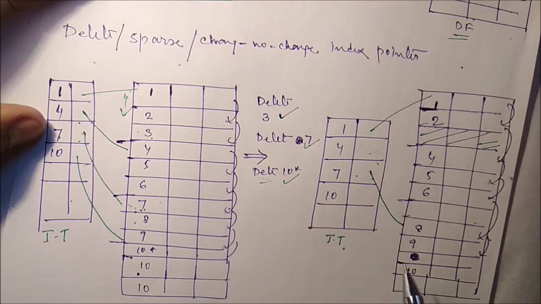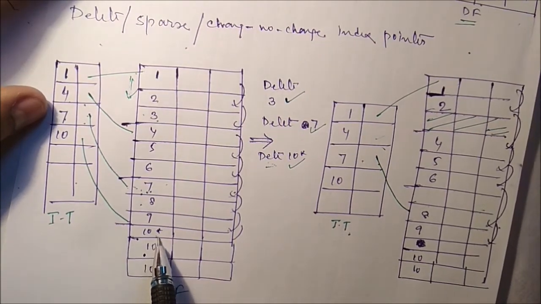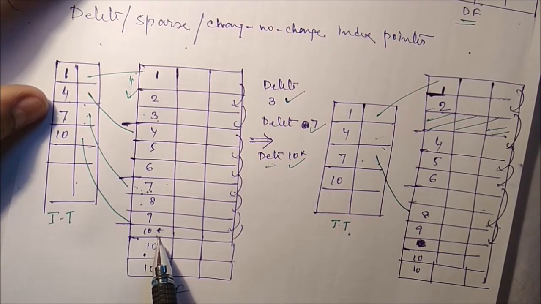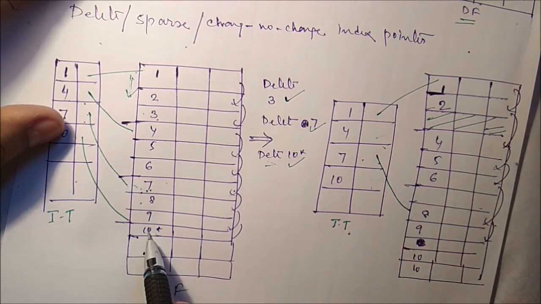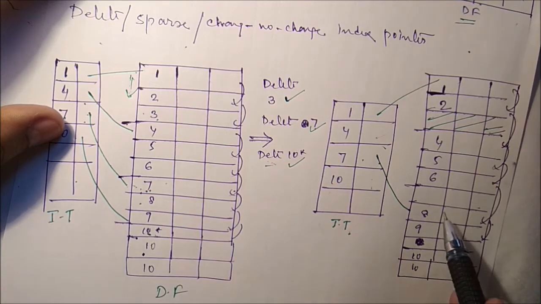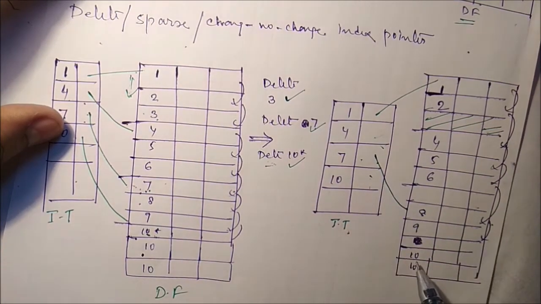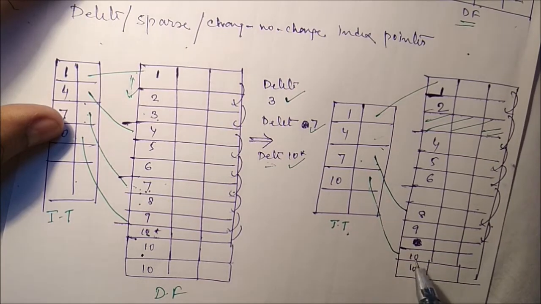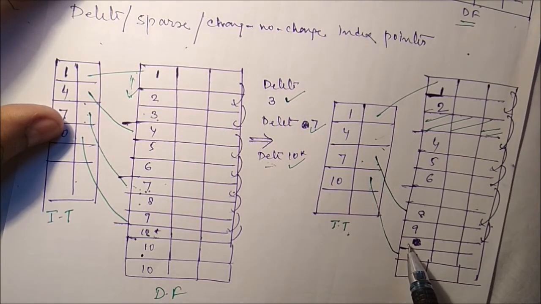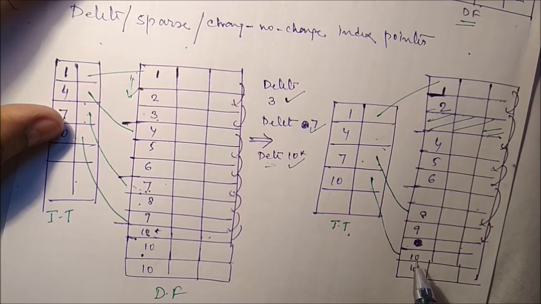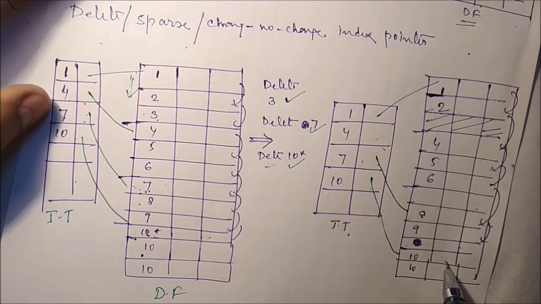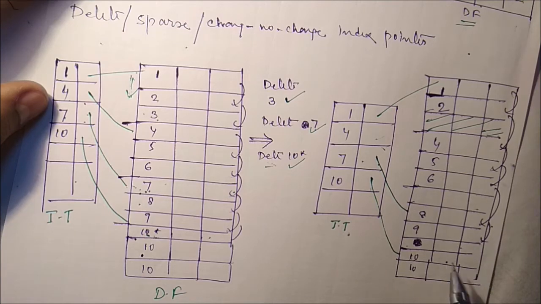Are you getting this one? Suppose you want to delete this particular 10. What do you have to do? The address of this 10 is already there and we want to update it. So we have to change this particular address part. We have to store the address of the second 10, because the first 10 is already there.